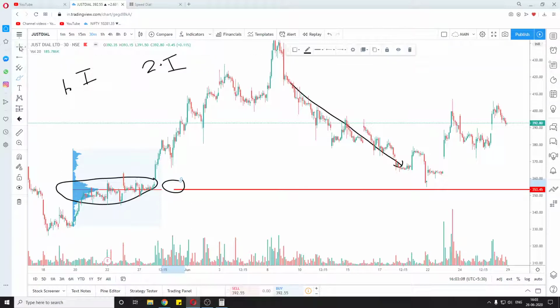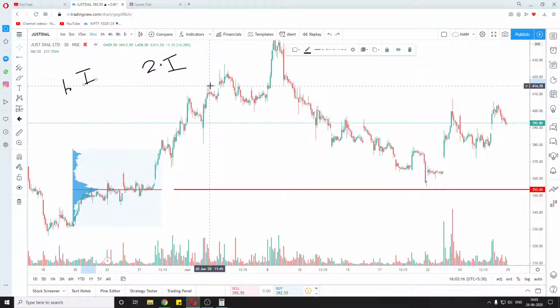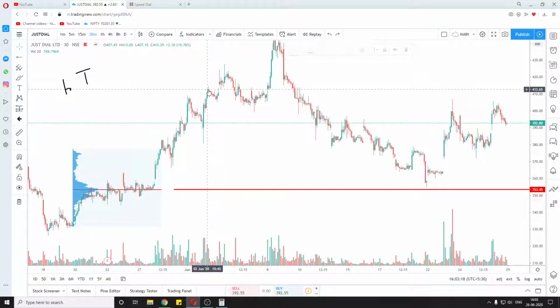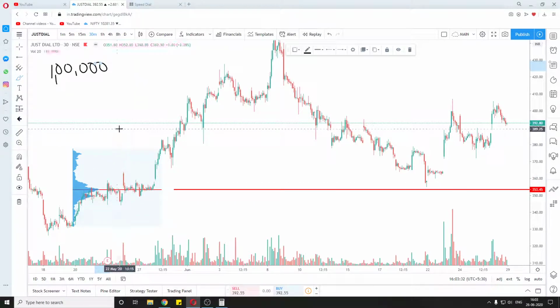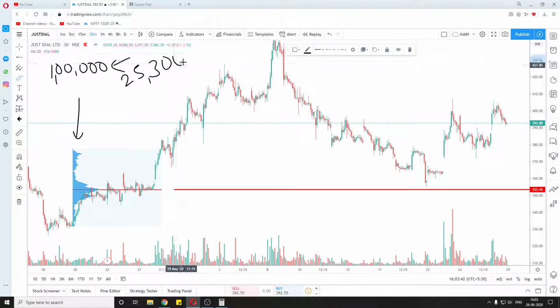Now, the quantity depends on your capital, and as I mentioned in the second part of the intraday trading series, that for intraday trading we only use small quantity. So for example, I'll use 1 lakh as an example in this video, that a person is trading with 1 lakh capital. And so now for one intraday trade, I don't think we should use more than 25,000 to 30,000 of capital for one intraday trade.